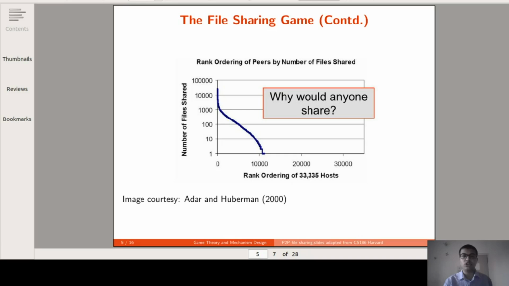So out of 33,000 hosts, this experiment shows that a very small proportion of the peers actually share the files, and the people who share, share in huge numbers, but this curve falls off sharply, and a majority of the population, almost 2/3, do not share anything. They only free ride on the others.